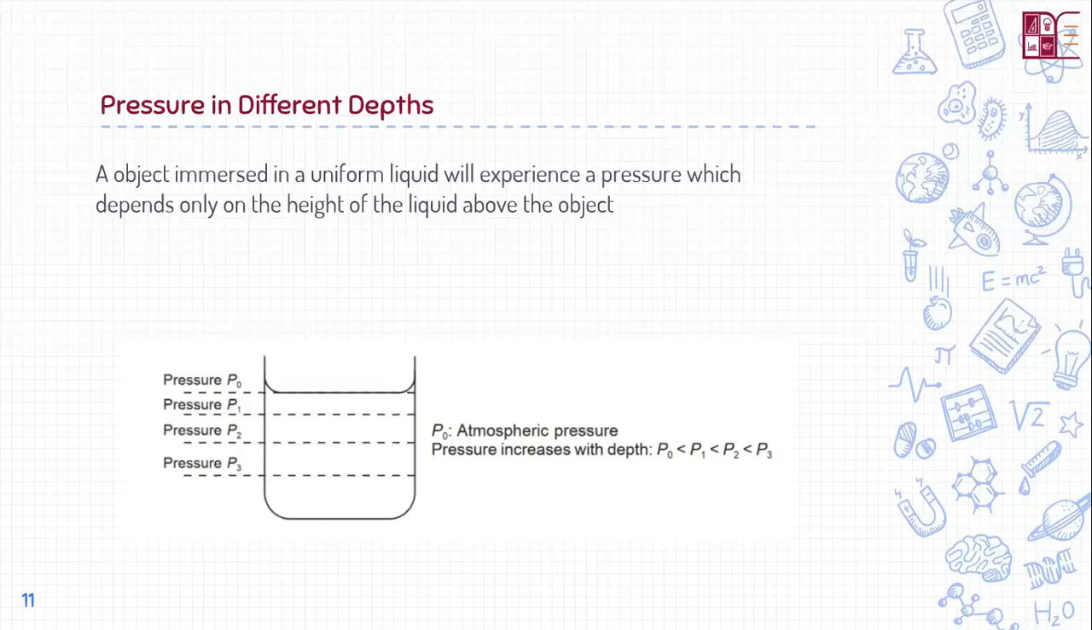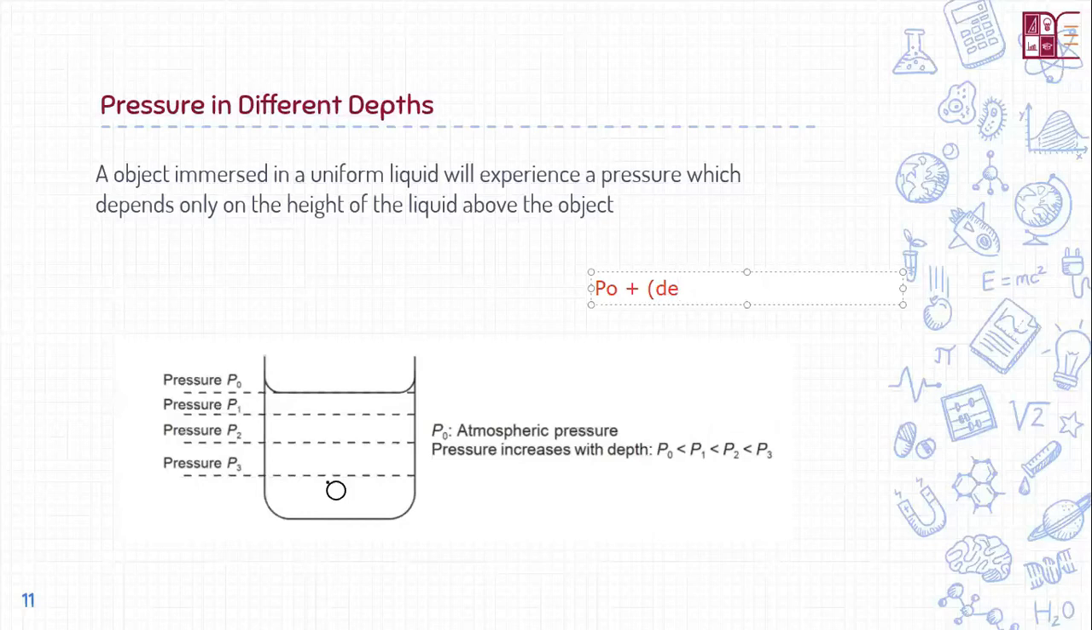But we need to also understand that, let's say we've got an object right here, and this is our point, let's say this is our point A. The pressure at point A would be the atmospheric pressure first plus rho gh.